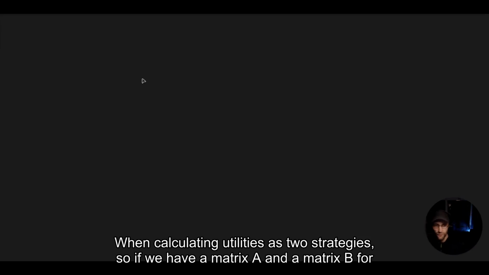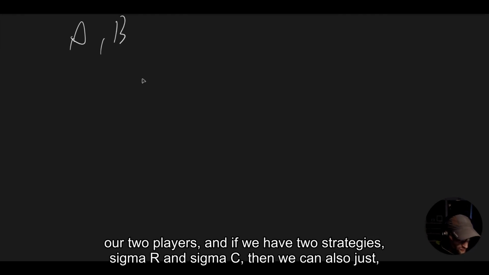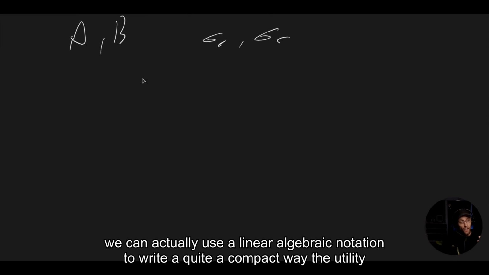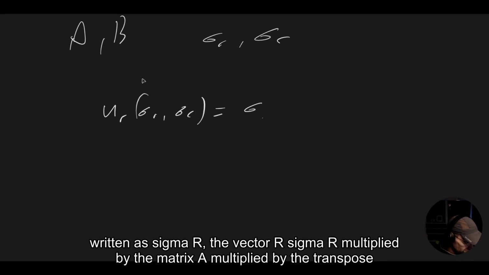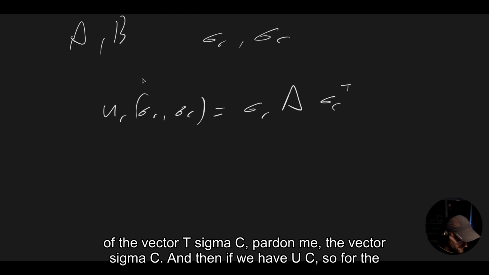When calculating utilities of two strategies, so if we have a matrix A and a matrix B for our two players, and if we have two strategies, sigma R and sigma C, then we can actually use a linear algebraic notation to write quite a compact way the utility calculations. So in this particular case, U R of sigma R, sigma C is actually written as the vector sigma R multiplied by the matrix A, multiplied by the transpose of the vector sigma C.